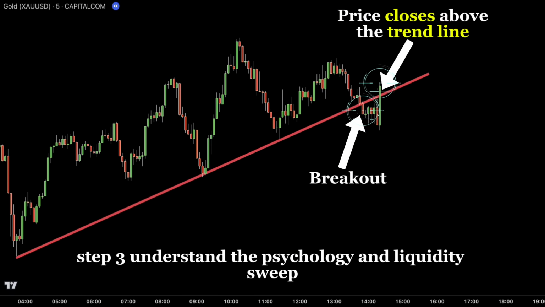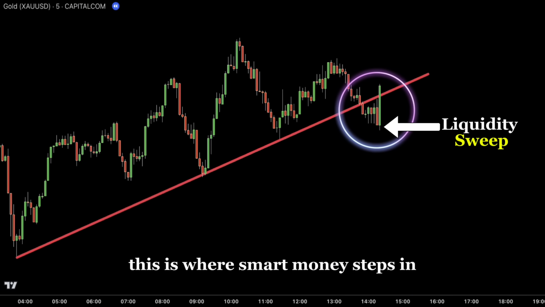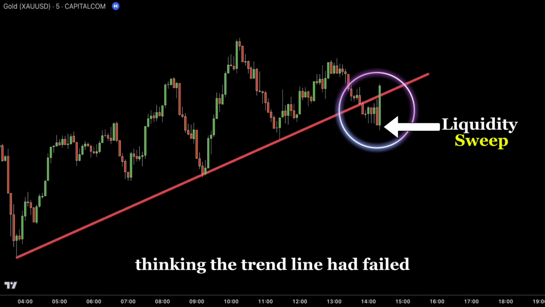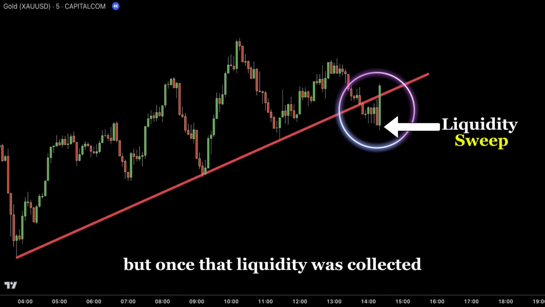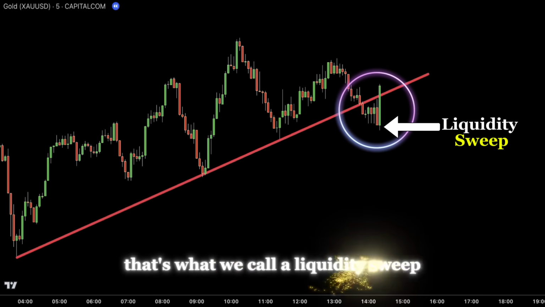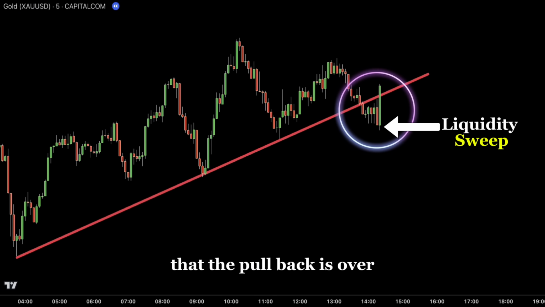Step 3. Understand the psychology and liquidity sweep. This is where smart money steps in. That small break below the trend line triggered stop losses of retail buyers who bought too early. It also trapped breakout sellers thinking the trend line had failed. But once that liquidity was collected, the market reversed hard, leaving both groups stuck. That's what we call a liquidity sweep, and it's a powerful confirmation that the pullback is over.